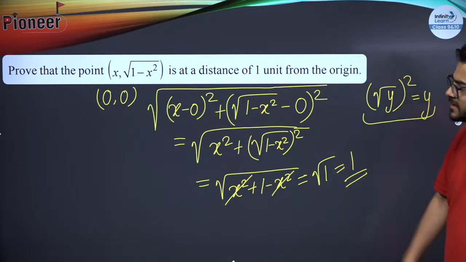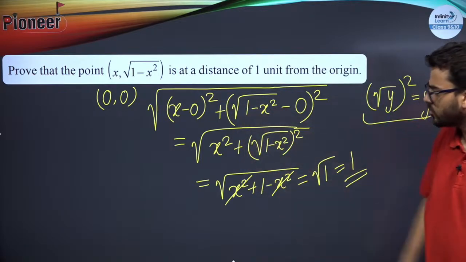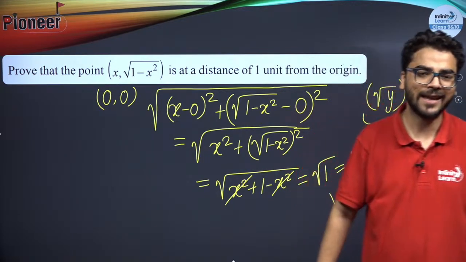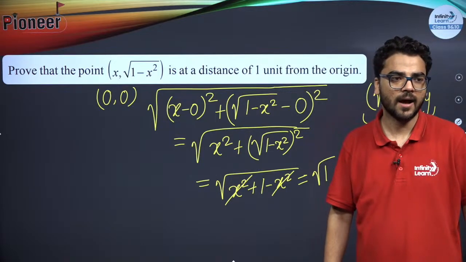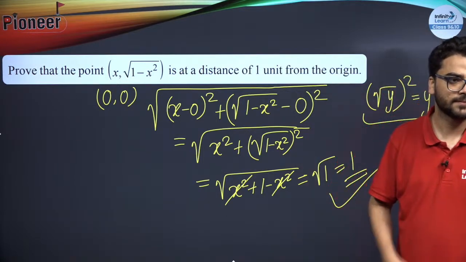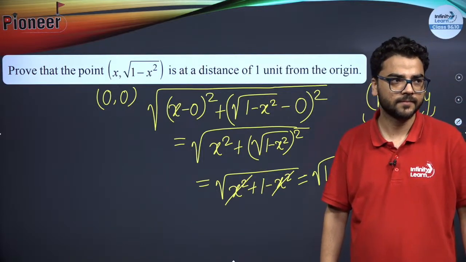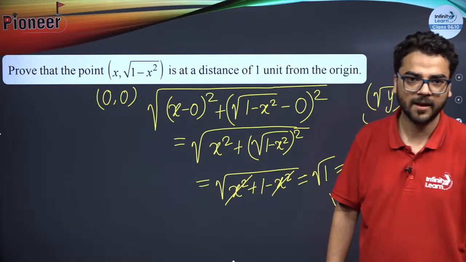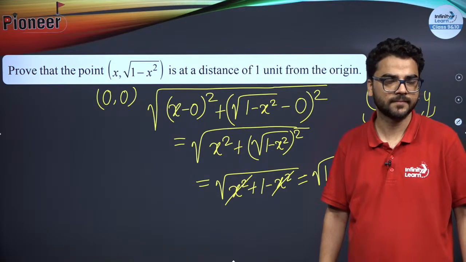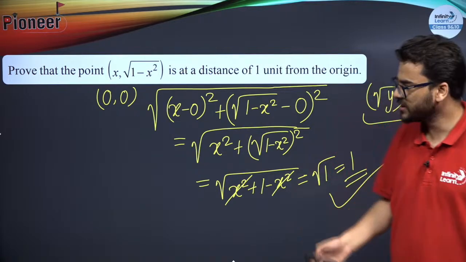So have we proved that the distance between the points x comma square root of 1 minus x square and 0 comma 0 is nothing but 1 unit? Is the question clear to every student in this session? Any doubt in that, guys? Arya and Shahida, just confirm in the chat. Is this thing clear? Okay, so let's proceed, guys.